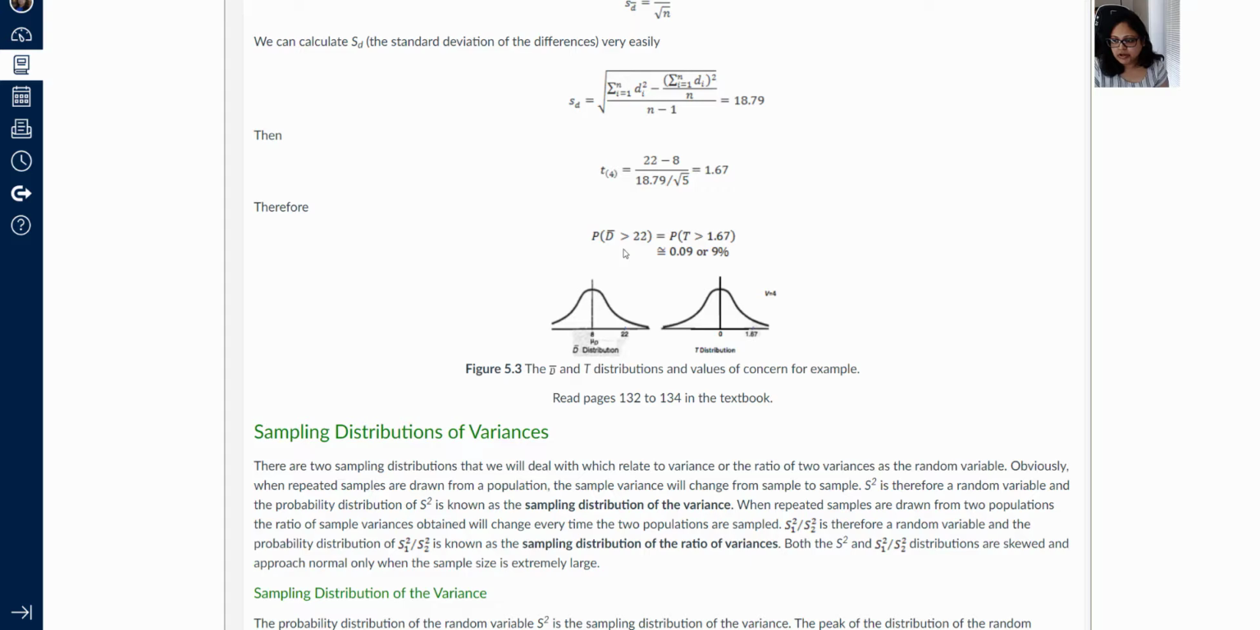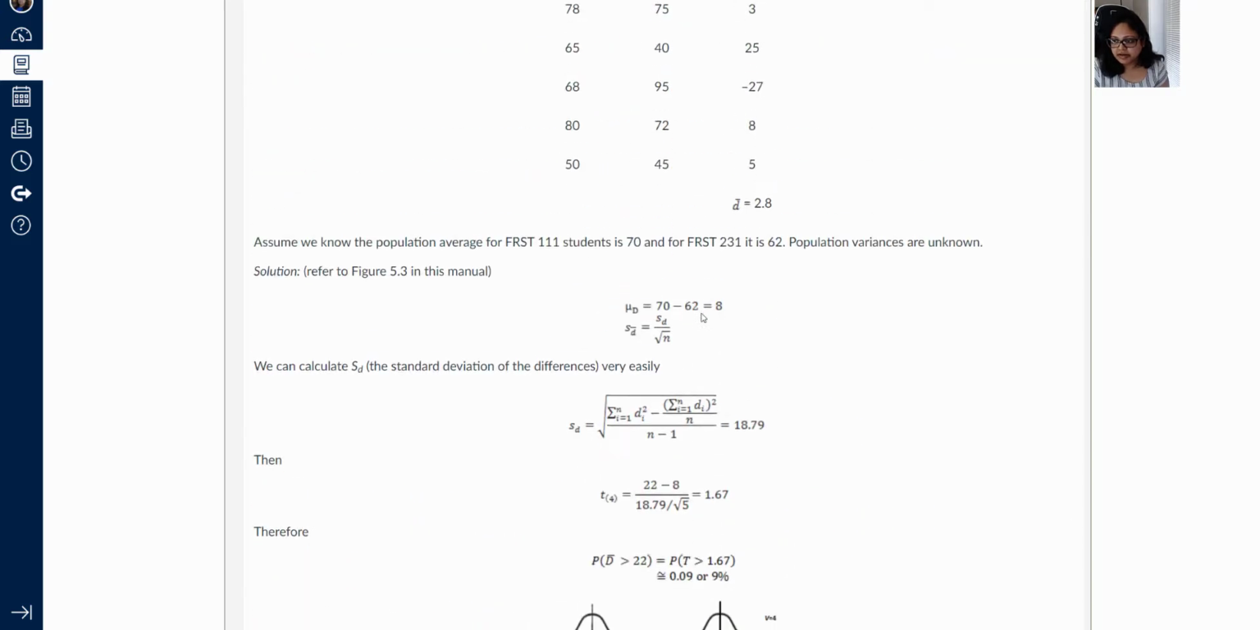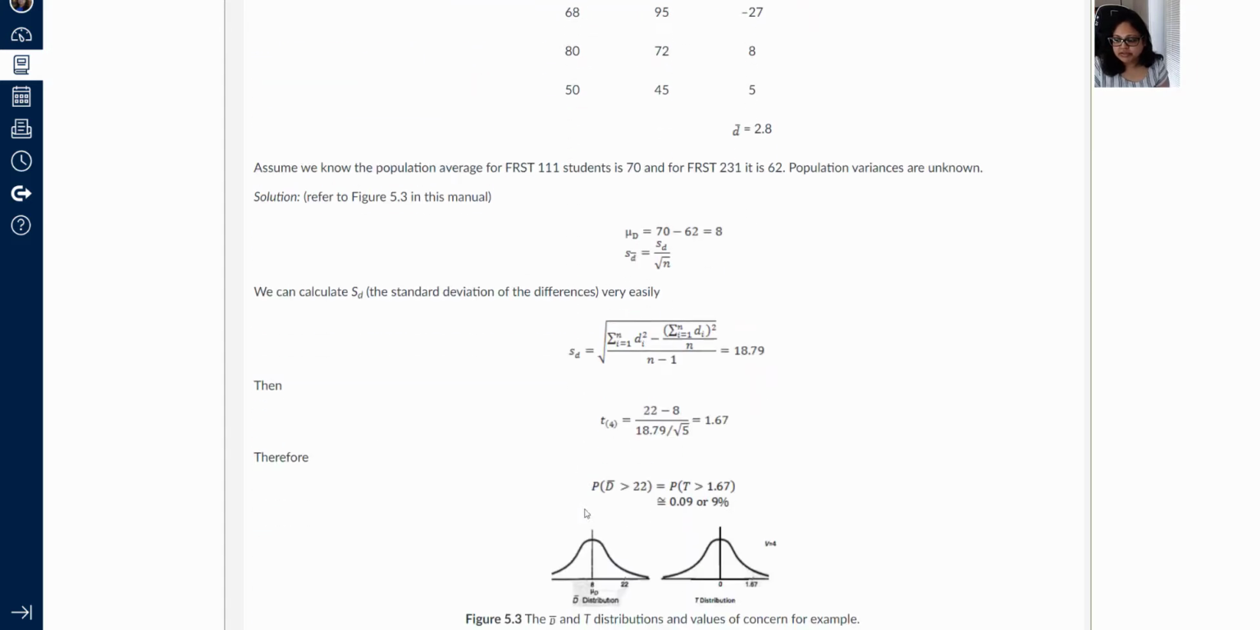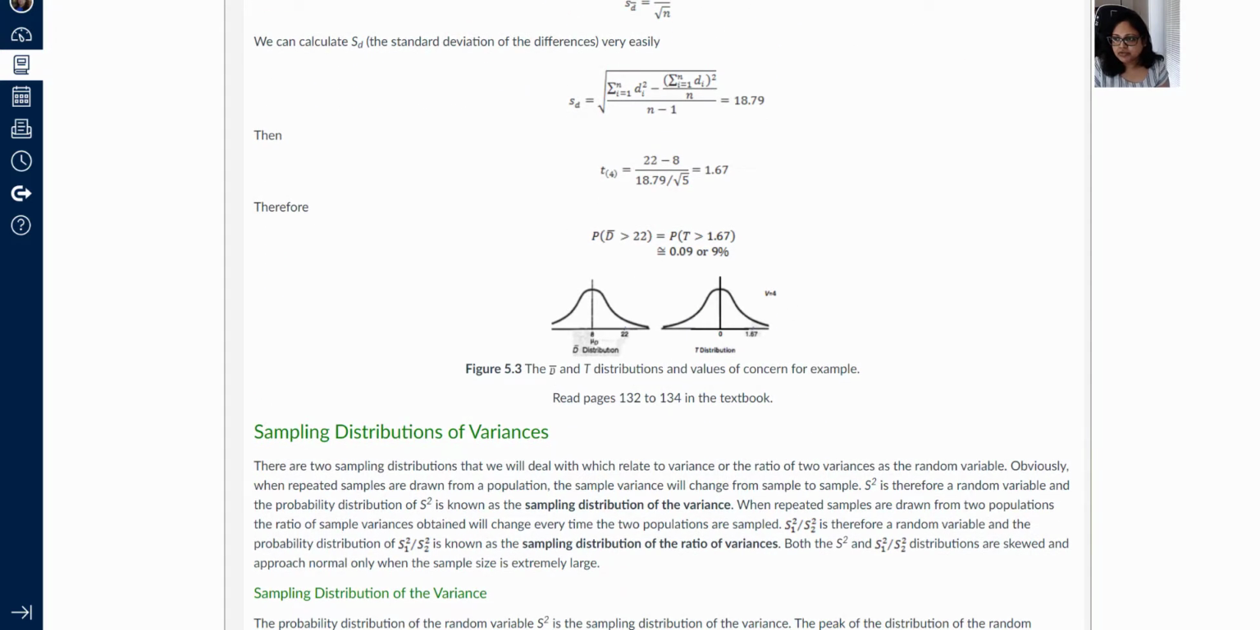And then since we are talking about the upper area, the question says that based on the paired data, what is the probability that the average difference in the 2 grades will be greater than 22? So that means whether it's more than 22, what would be the probability for them. So we are talking about the upper region, since it's more than 22.